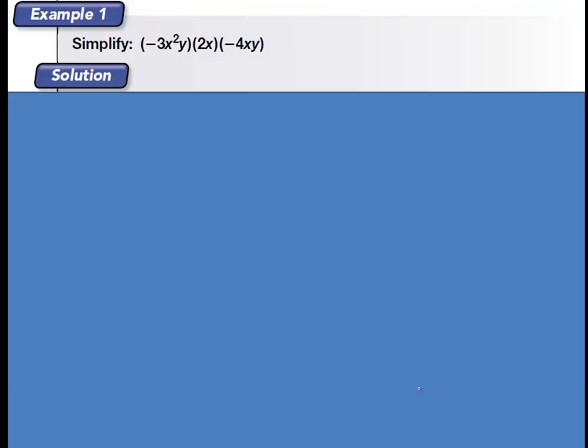All right, so let's see if we can do one together. I will demonstrate it for you, and then you can see if you can do one yourself. Okay, so I'm going to go ahead and pull out my negative 3, and that's going to be times my 2. That's going to be times my negative 4. I'm pulling all of those out, and then I've got an x squared times an x times an x, and then I have 2 y's.